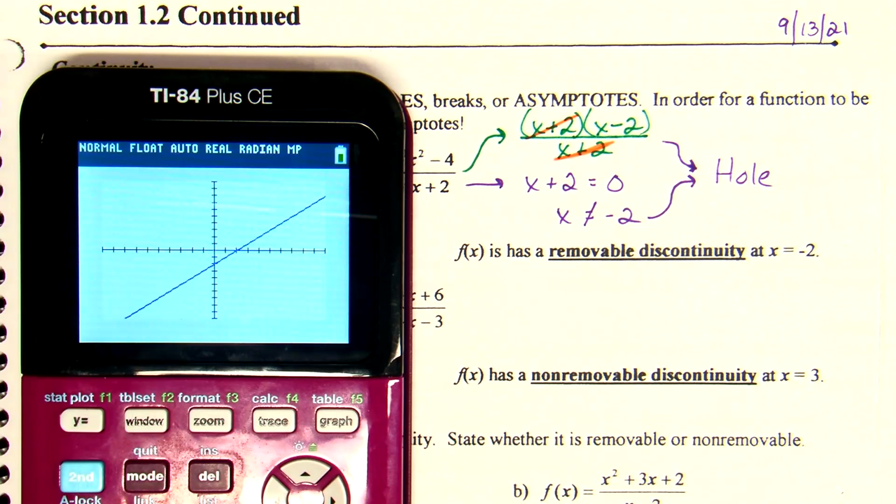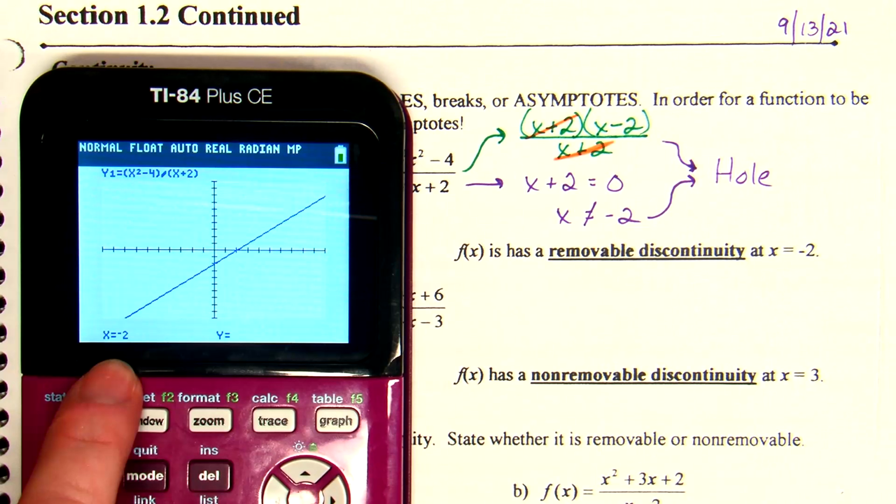But okay, I'm in trace. I can find the value of x equals negative 2. Since I'm in trace, if I start typing negative 2 right now, it pops up x equals. And notice when I hit enter, it says x equals negative 2, y equals nothing. That means that there is a hole.